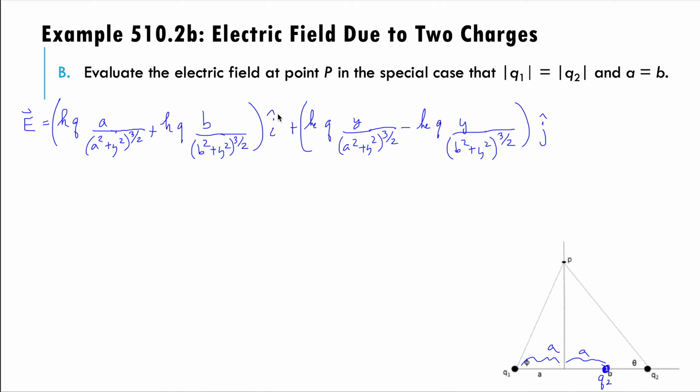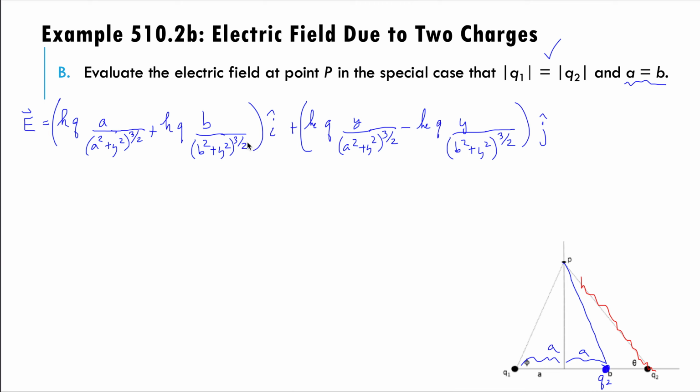In the next part, it says evaluate the field in the special case that Q1 is equal to Q2, that the magnitudes are equal. Now we already knew that because we already wrote Q1 was Q and Q2 was negative Q. But we're going to make the additional simplification that a is equal to b. So that means this time that we can say that Q2 is at a distance a from the origin. That's going to simplify things a lot. So Q2 is not going to be over here.